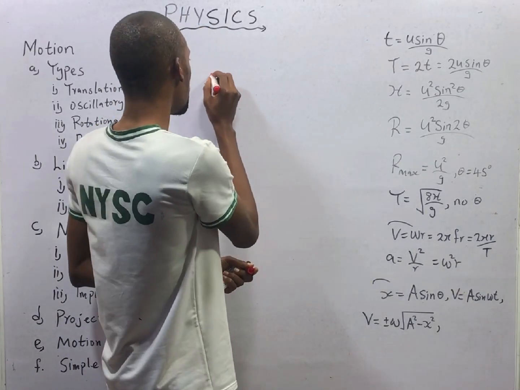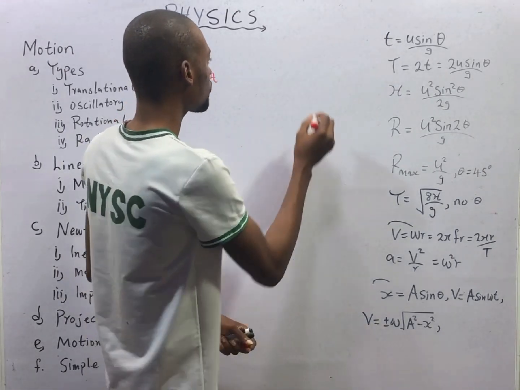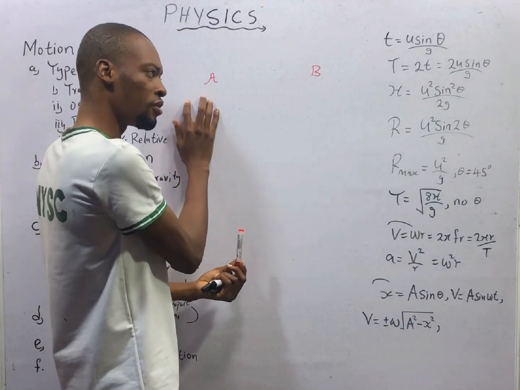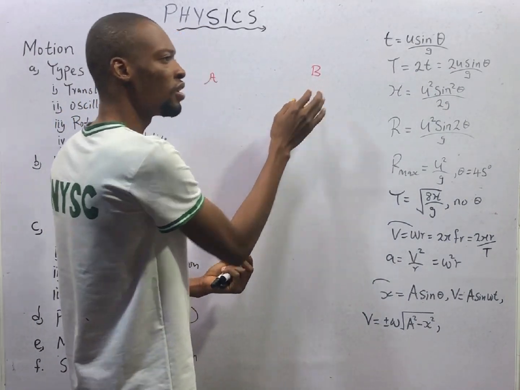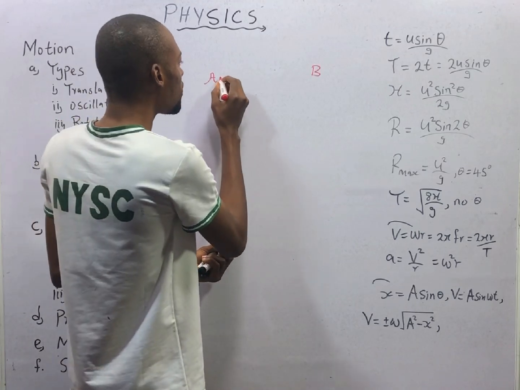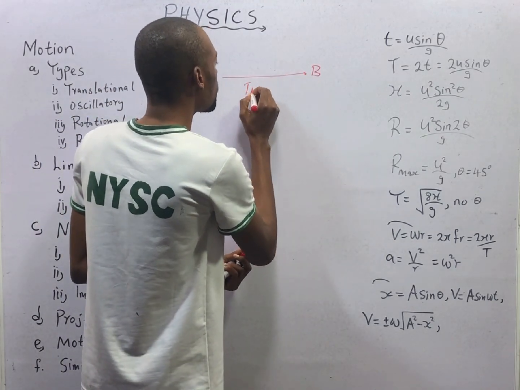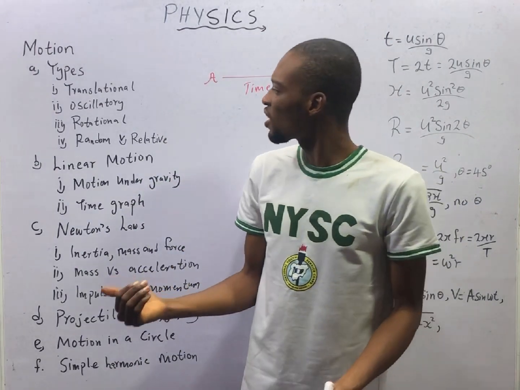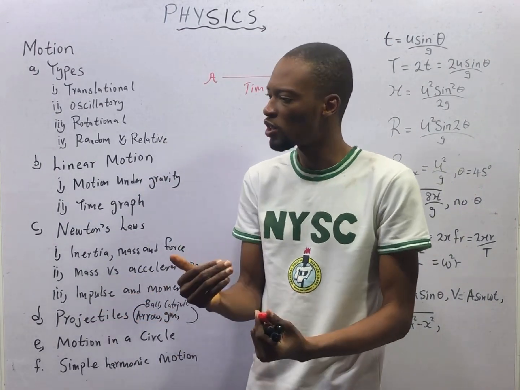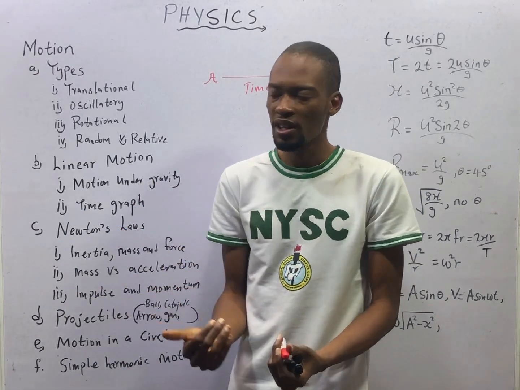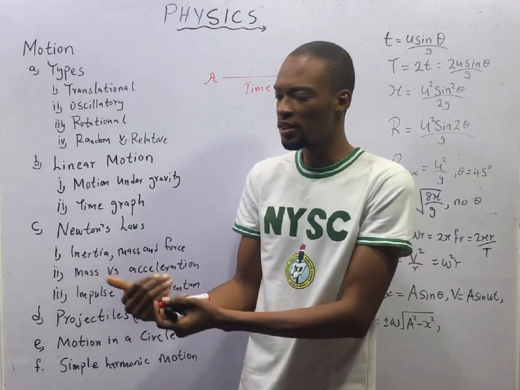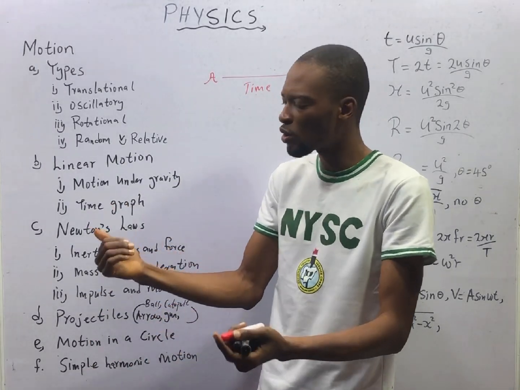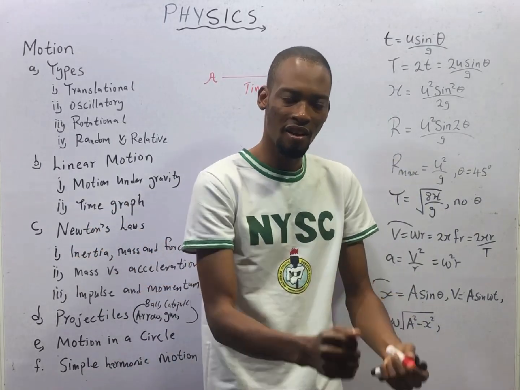If you are here, point A, and you move to point B, this is your first position and this is your second position. In the process of moving from A to B, time is spent. And what is the cause of motion? Force is the reason for motion. It is the agent that tends to stop the object that is moving, or that tends to make objects move, and force also makes objects change direction.